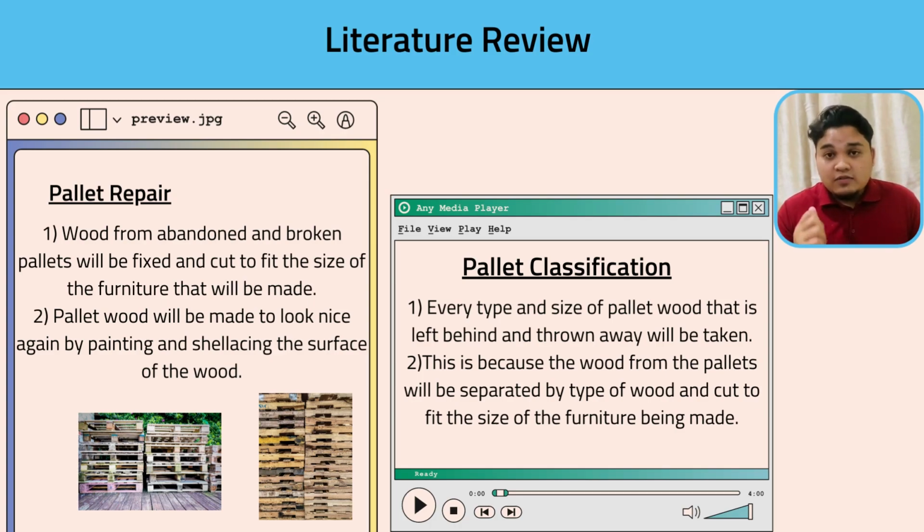Next, for pallet classification, every type and size of pallet wood that is left behind and thrown away will be taken. This is because the wood from the pallet will be separated by the type of wood and cut to fit the size of the furniture being made.